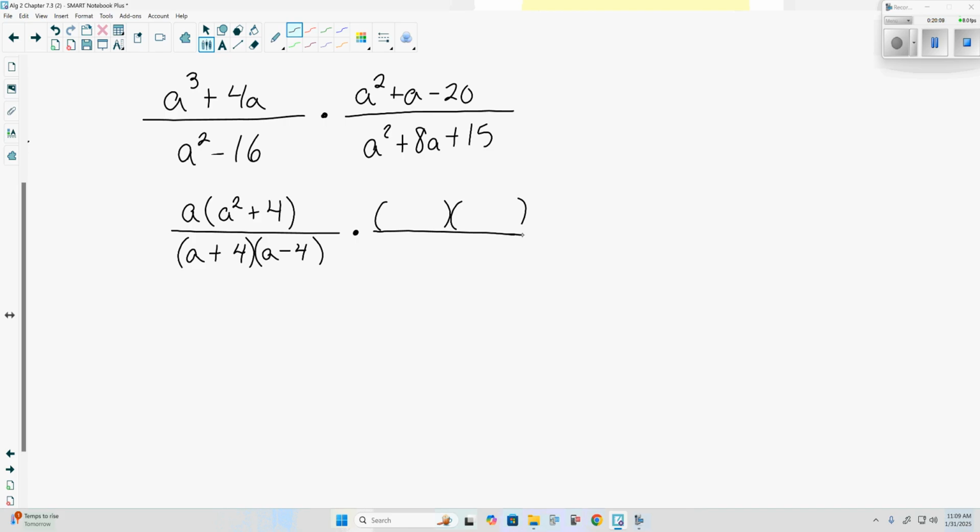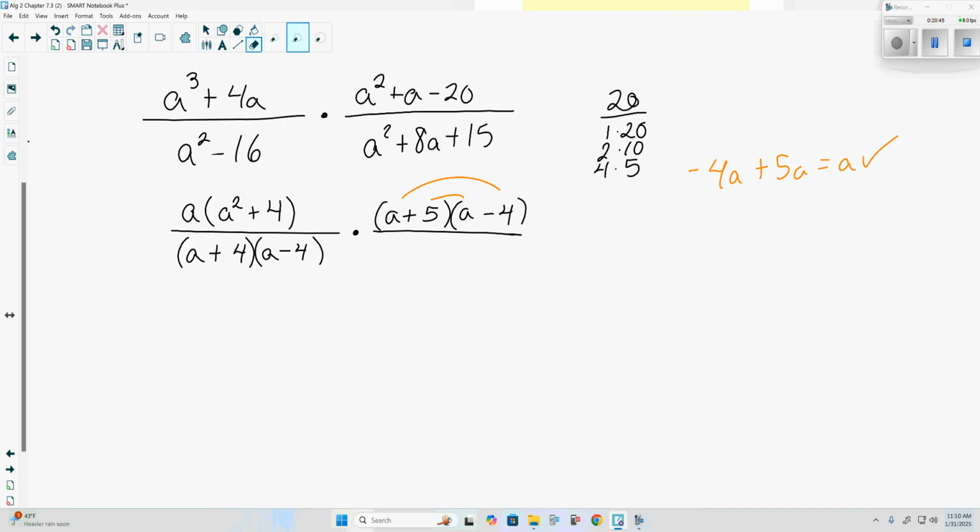On our second numerator, a squared plus a minus 20. Since the third term is negative, our signs are opposite. Factors of a squared are a and a. Now our factors of 20 are 1 and 20, 2 and 10, 4 and 5. 4 and 5. Which one? 5 being positive, 4 being negative. If we check this, we'll see that we get negative 4a plus 5a, giving us the positive middle term of a that we wanted.